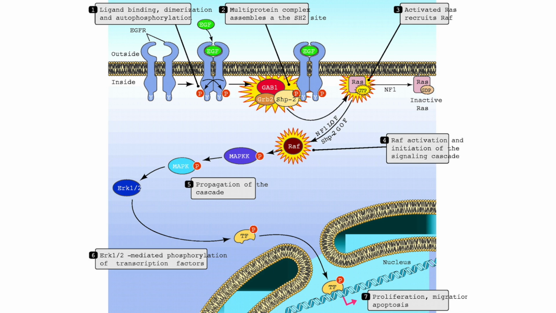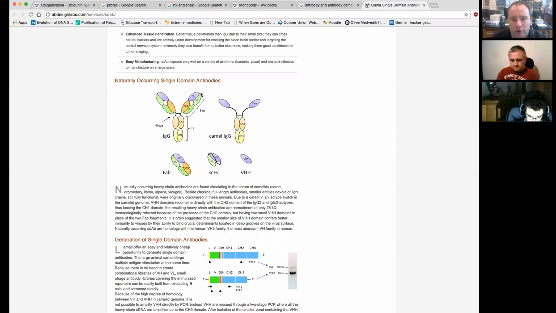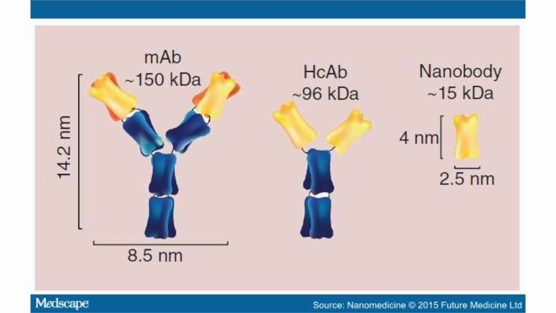So instead of using the variable regions from regular antibodies, they're using single-domain variable regions from camel antibodies. Camel antibodies are different. They're simpler. They have basically two heavy chains, no light chains, and just one variable domain. So it's a lot smaller than your fragment antigen binding domain. Smaller is better when it comes to packaging things into vectors, which you need to introduce into cells. So that's one main reason to use it.